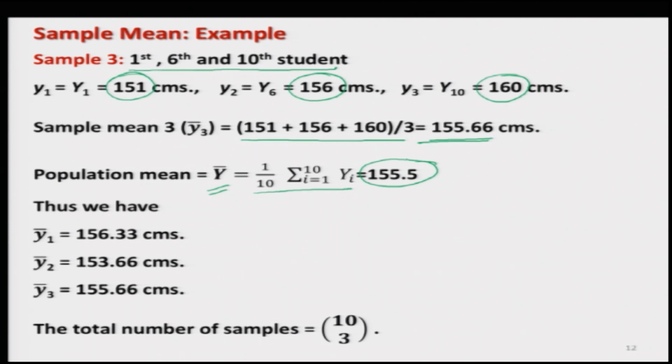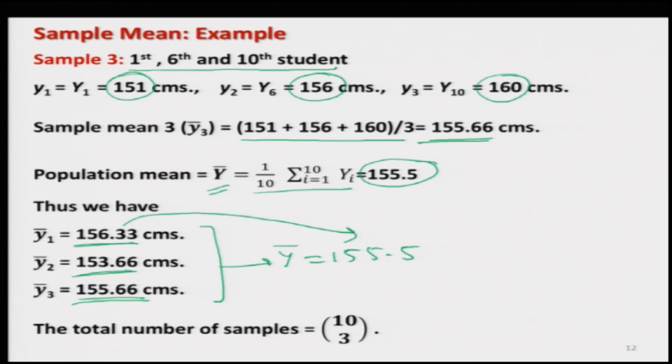So, now you can see here you have drawn 3 possible samples, and the sample means come out to be 156.33, 153.66, 155.66, and if you compare these values with capital Y bar equal to 155.5 centimeters, then you can see that there is not much difference between the sample values and this population value.